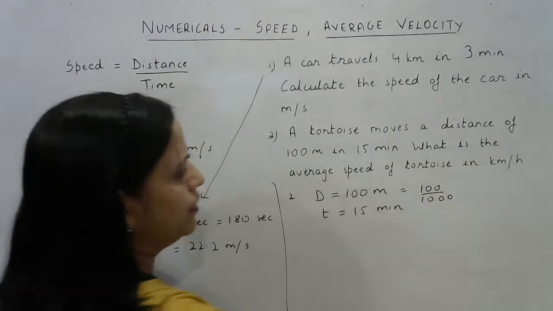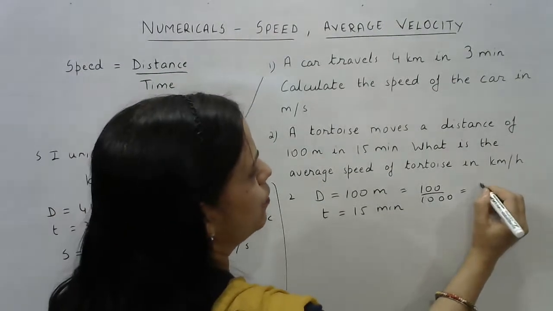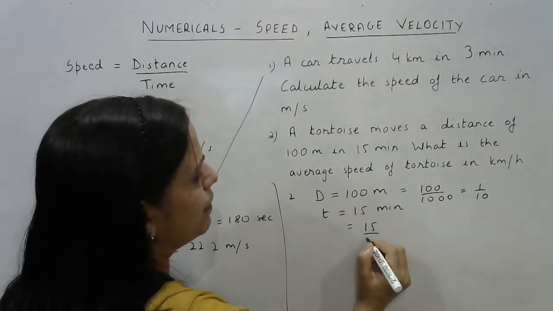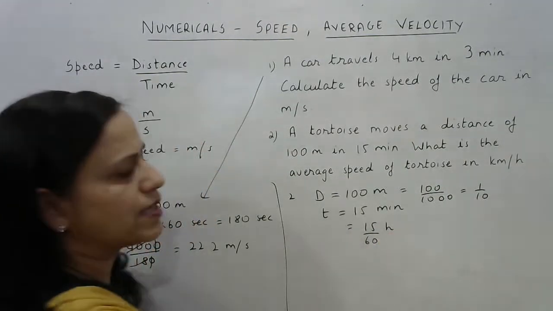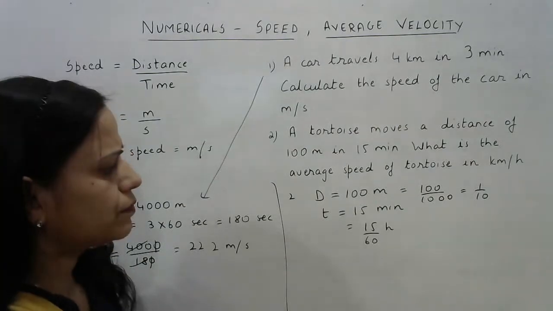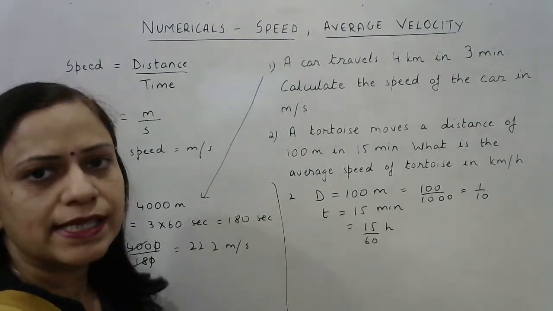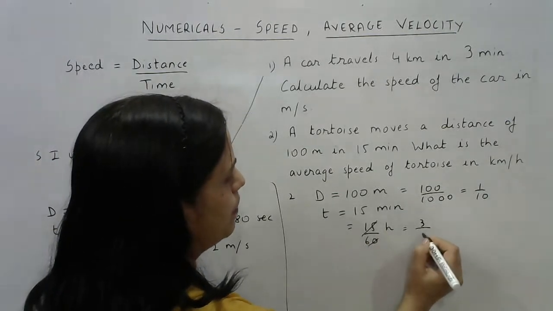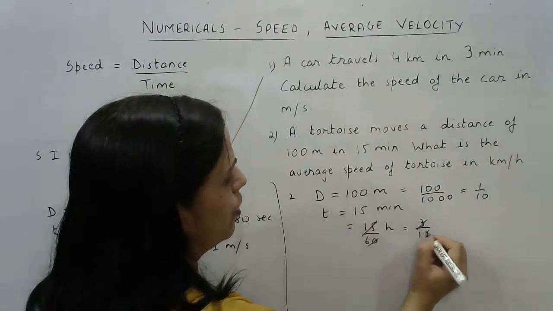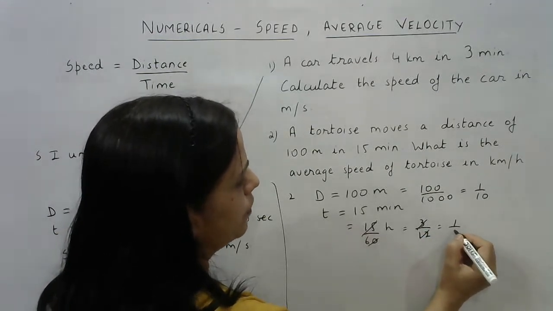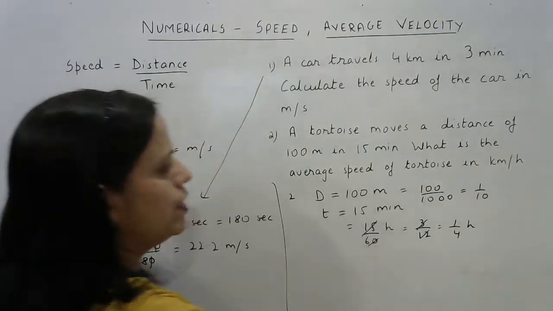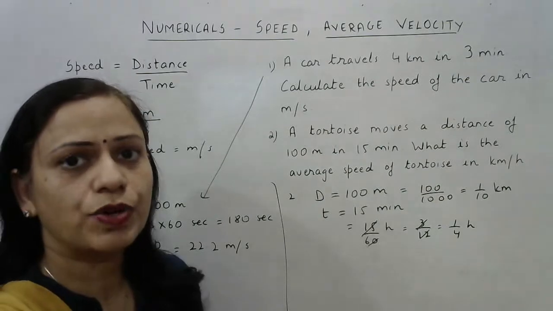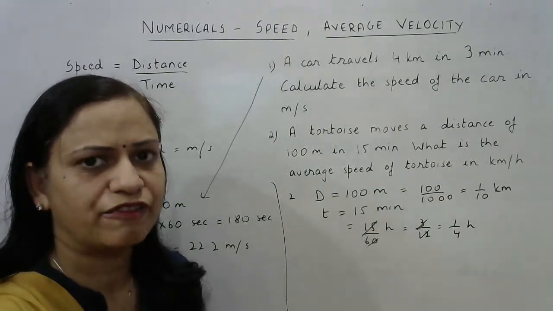100 upon 1000, right? So this is 1 by 10, and 15 minutes is equal to 15 upon 60 hours, because in 1 hour there are 60 minutes. So we divide 15 upon 60 to convert it into hours. On simplification we get it as 3 by 12 or 1 by 4 hours, right? This is in kilometers and this is in hours. We will never forget to write the units because units are very important in physics, right?